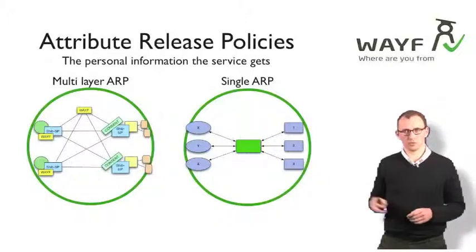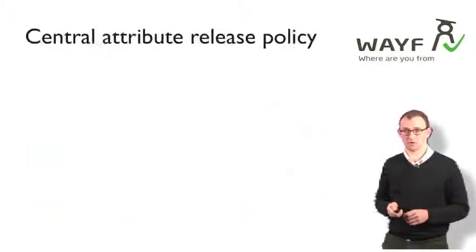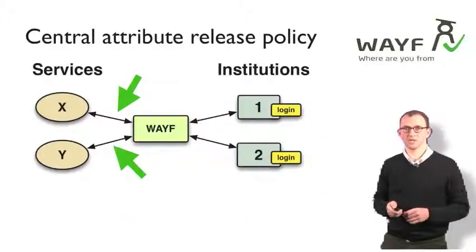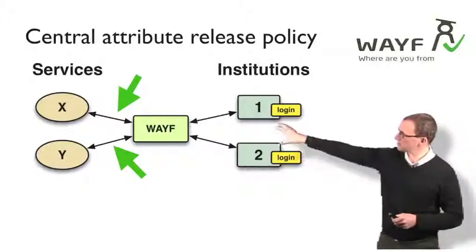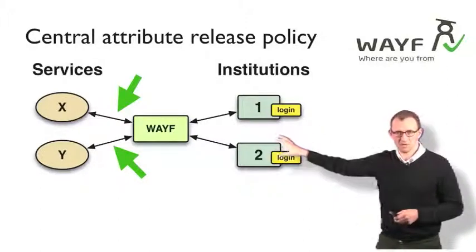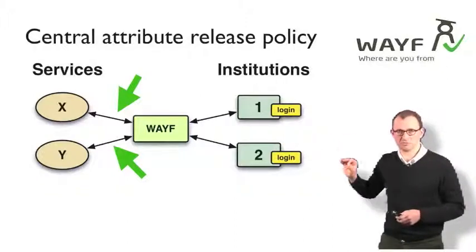So with a central hub, we can negotiate the attribute release profiles quite powerfully. And we make one for each service. Here we have the hub in the middle and services to the left, and they have different attribute release profiles because they're different services with different purposes.